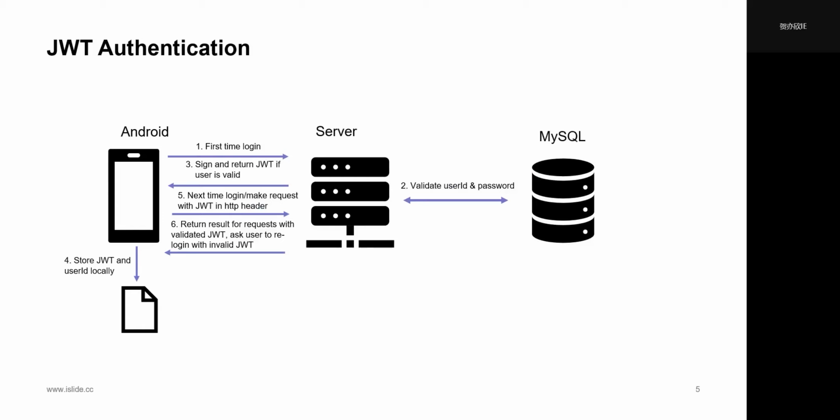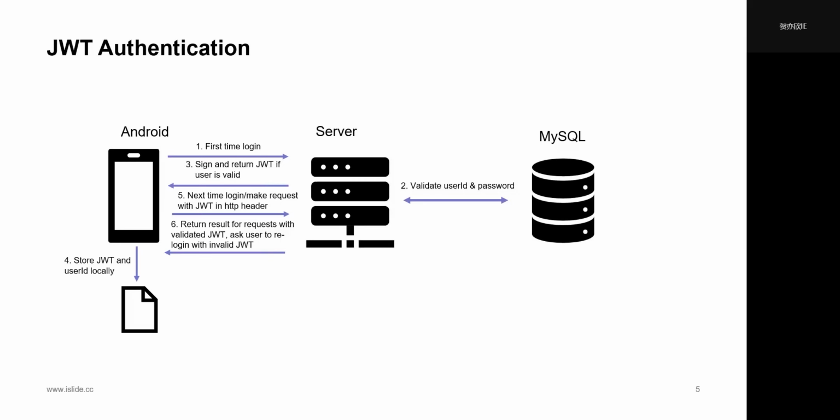So when the user first time logged into the device, the server will send the user's ID and password to MySQL to validate the user. So if the user is valid, the server will assign and return JWT to the client, and the Android will store JWT and user ID locally.